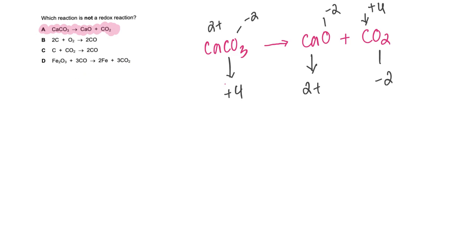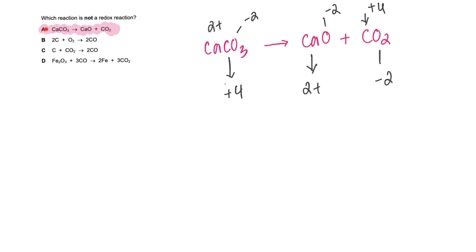And you can rule out B and C very easily. D you can rule out too, and as it turns out, you don't even need to calculate the numbers for this one, because you can see B, C, and D are clearly redox reactions. But you got to confirm.